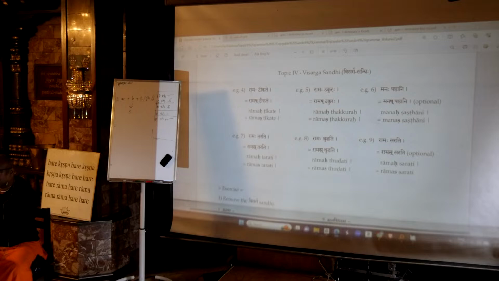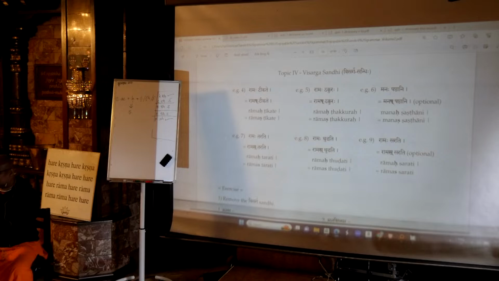You see, Ramaha plus tikate. So after Visarga there is takara, right? So it will become what? Yes, Mataji? Ramaha plus tikate. Yeah, Ramash tikate, you see. Ramaha plus thakkuraha. Ramash thakkuraha. Thakkuraha means master. Thakurji. You have heard this? Thakurji. So that's the Sanskrit. Thakkuraha. The master. Swami. Ramash thakkuraha. That way. Manaha plus shashthani.